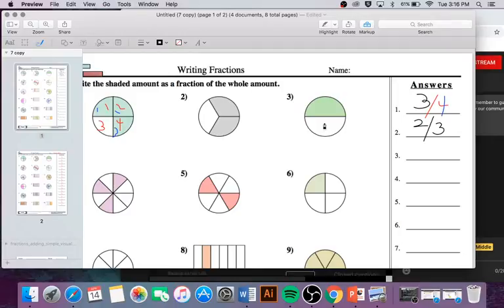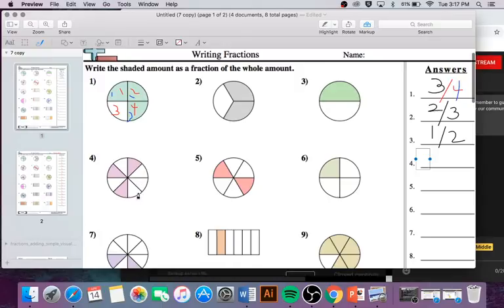Number 3, we have 1, 2 parts in our whole. So our denominator is going to be 2. And we have 1 part shaded in, so our numerator is going to be 1. And that makes our fraction 1/2.